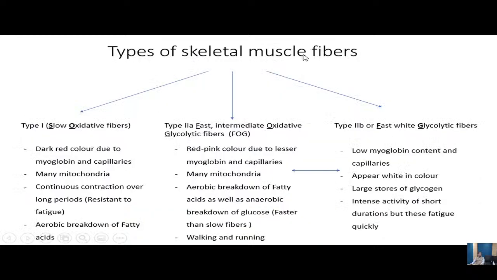So you have just heard about the skeletal muscle fibers. Let us look at the different types of skeletal muscle fibers. I will just take you further and come back to this slide later.